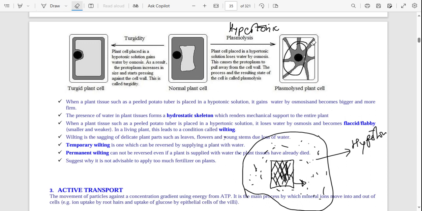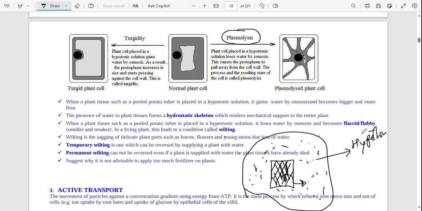But for a plant cell, we don't call it, what did we call the other one? We don't call it crenation. Instead, we call it plasmolysis. So the cell will become plasmolysed. Look at what has happened to the cytoplasm. The cytoplasm has reduced because water has moved.